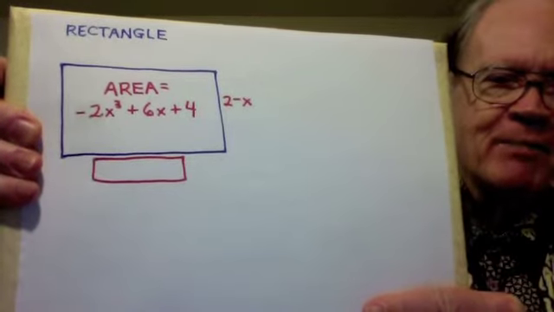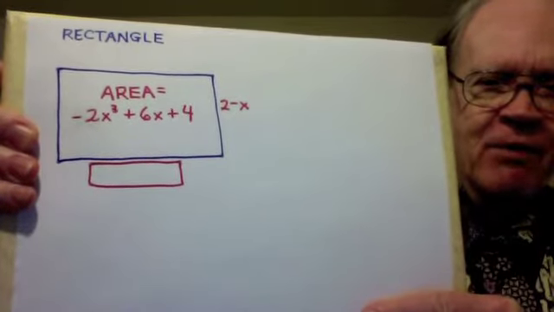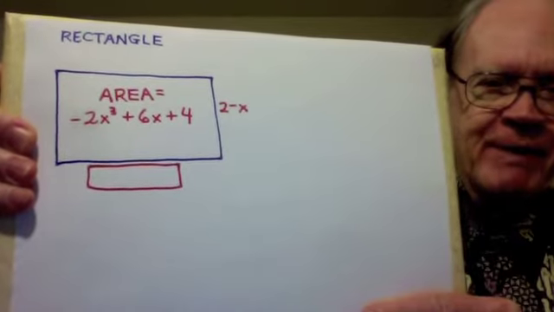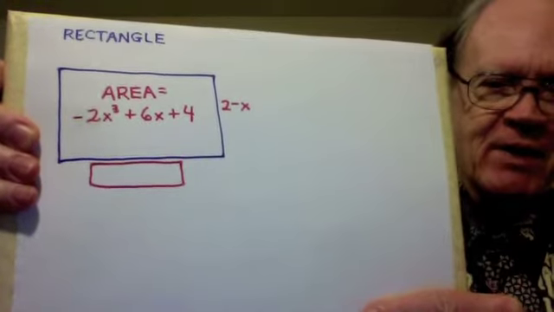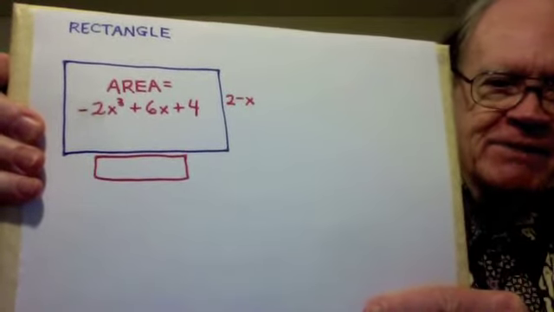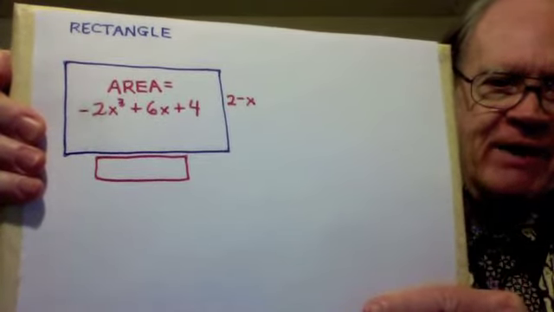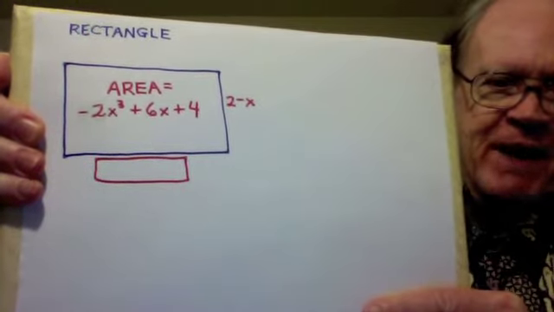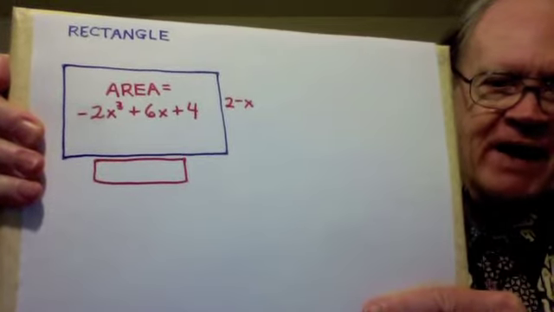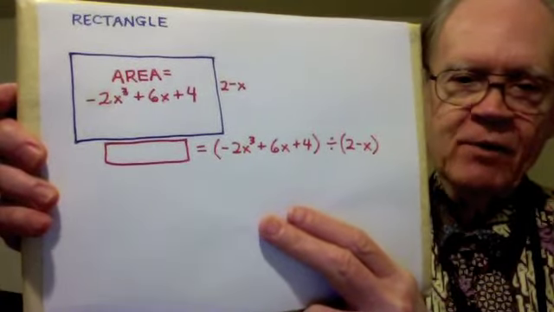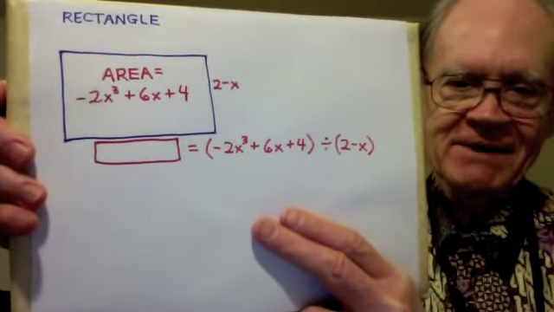Mark, you gave me this problem. We have a rectangle with area negative 2x cubed plus 6x plus 4, and one of its two dimensions is 2 minus x, and we're supposed to find the other dimension. Well, the area of a rectangle is gotten by its base times its height. So if we have the area and its height, to get its base we must divide. The base will be the area divided by the height. So the base equals negative 2x cubed plus 6x plus 4 divided by 2 minus x.